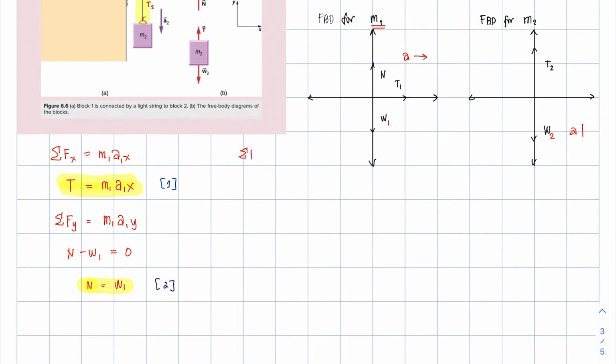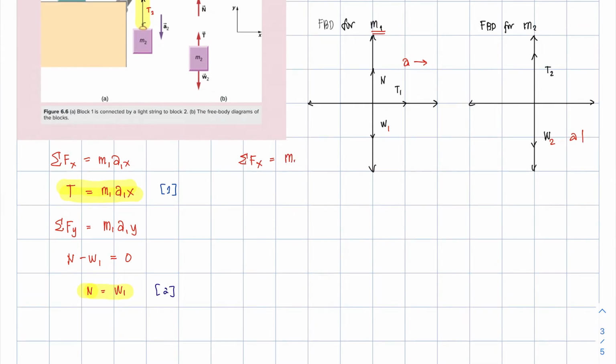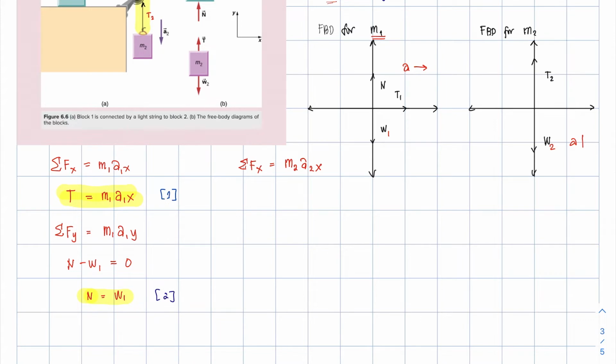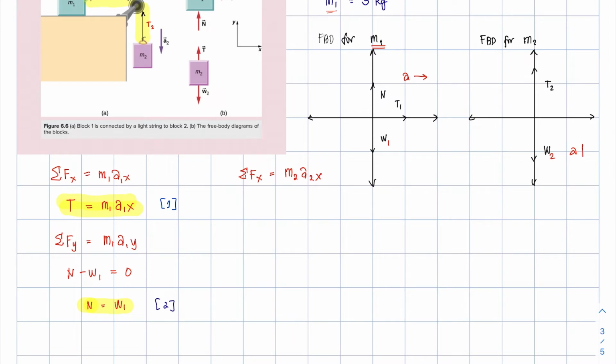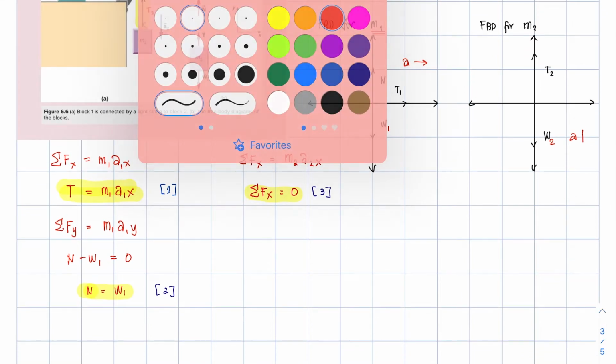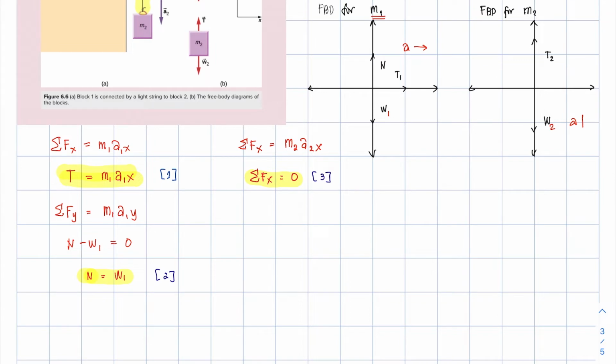So the sum of the forces along the x-axis of my body 2 will be equal to m sub 2, the acceleration of 2 along x. So what are the forces along x there? It's very clear that I don't have any force along x. So the sum of the forces in x will just be equal to 0, since my motion is only confined to the y-axis, as you can see from the illustration. That's my equation 3. I think that's practically useless. So let's proceed to the y.